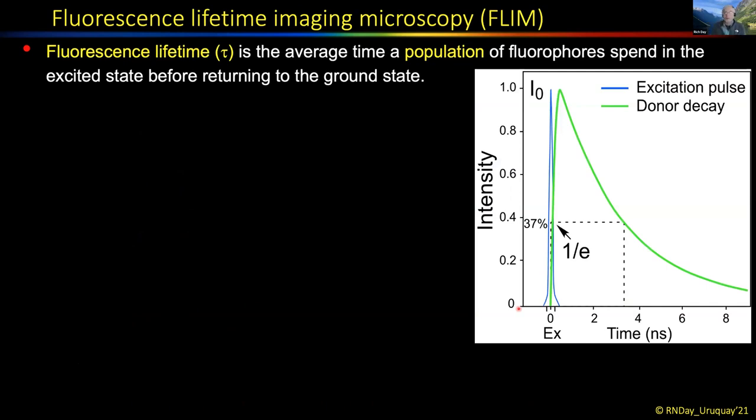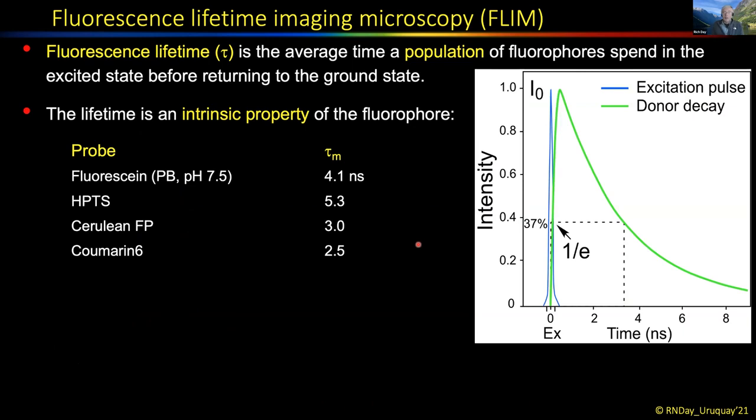Of course, you all know what lifetime is. It's the average time a population of fluorophores spend in the excited state before returning to the ground state. The important thing to remember about lifetime is it's an intrinsic property of the fluorophore. Every fluorescent probe is going to have its own intrinsic lifetime. For example, fluorescein has a lifetime around 4 nanoseconds. HPTS is a dye we often use as a calibration dye, has a lifetime of 5. Cerulean fluorescent protein actually has a 2-component lifetime of around 3. Coumarin 6 is another dye we use as a standard, has a lifetime of 2.5.